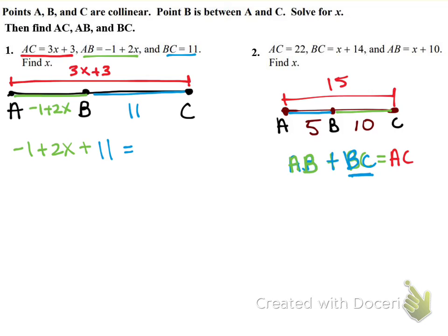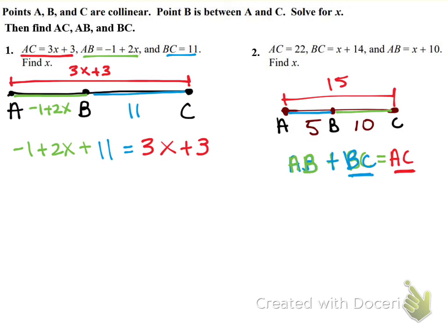Them added together will equal the length of AC, which is 3x plus 3. We're still using the same property that we were using before. These 2 segments add up to the whole segment. Are we okay with that? Are you fading or are you struggling? Okay. All right. So now we just solve for x.